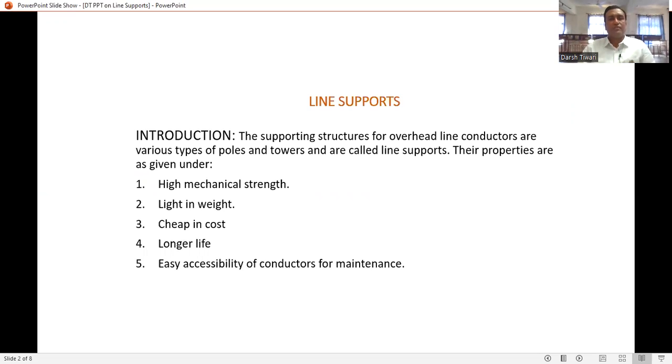Line supports are supporting structures for overhead line conductors. For this, there are various types of poles and towers which are called line supports. They should possess some properties, which are as given under. They should have high mechanical strength, be light in weight, cheaper in cost, have longer life, and easy accessibility of conductors for maintenance.